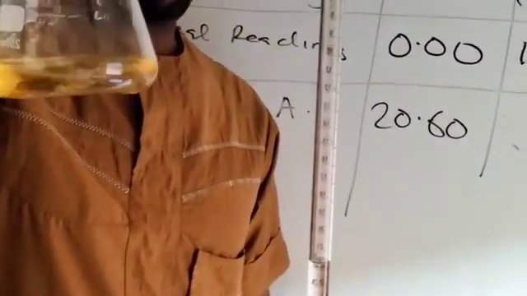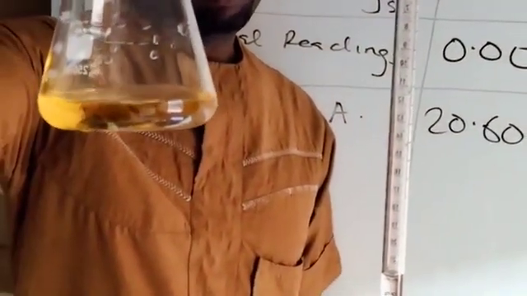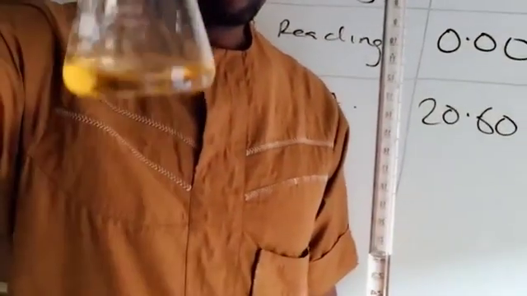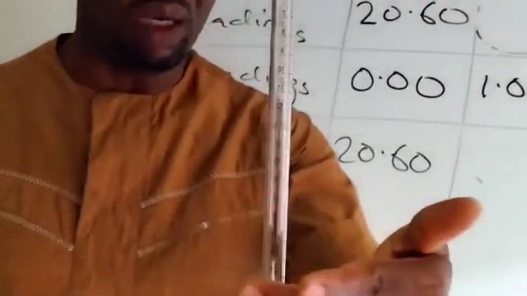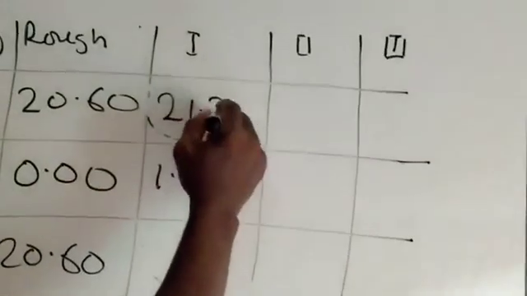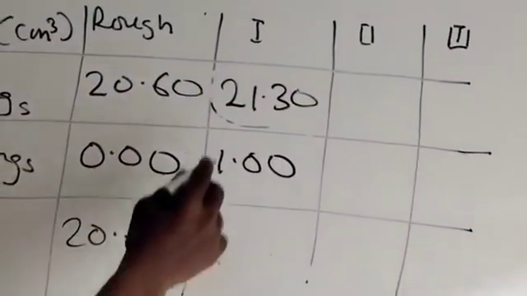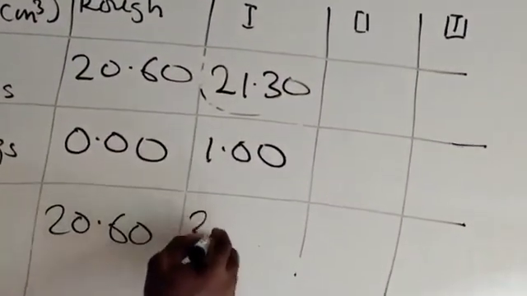So we'll have the color change. You have a glittering orange color change obtained. So we'll take a reading from the burette. The burette reading is 21.30. So we'll have the final 21.30. We'll now subtract. We're going to have 20.3.